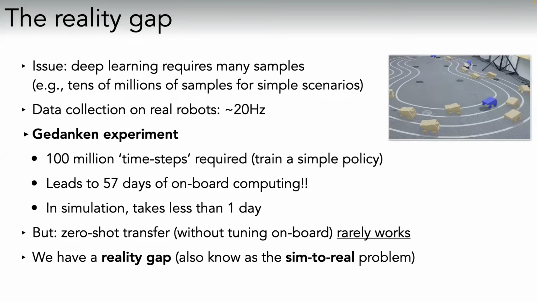Okay, cool. So the issue is that deep learning requires many samples. In the case of multi-agent problems, this can be tens of millions of samples for the most simple type problems. So let's work through a Gedanken experiment. Let's try to think this through.